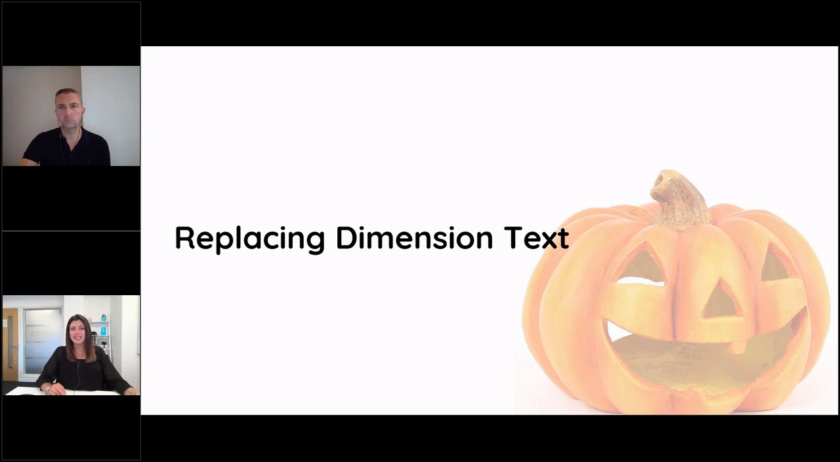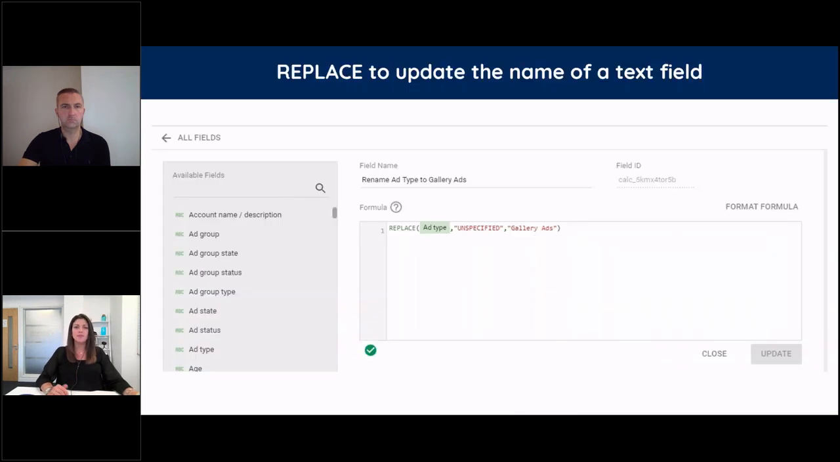Next up is replacing dimension text. Sometimes when you're pulling data in, this particularly happens within analytics, the field name or the dimension that's in the data just doesn't really make any sense. This often happens with things like the days of the week where they label them 0, 1, 2, 3, 4, 5, 6, or month numbers where it's 1, 2, 3, and so on.